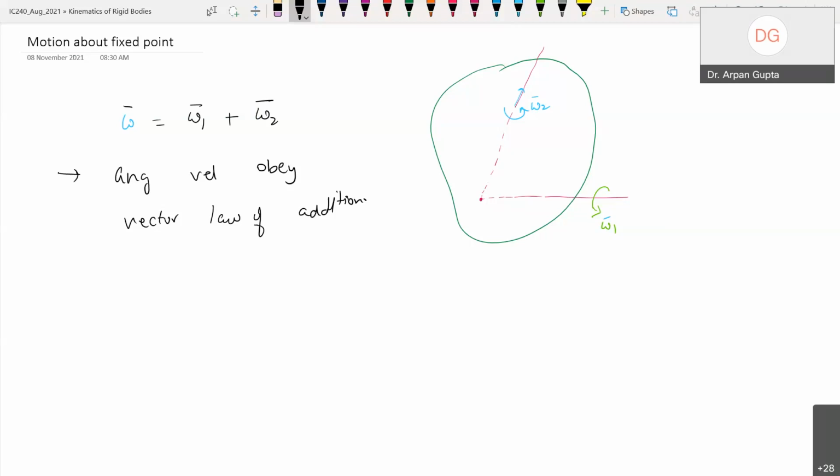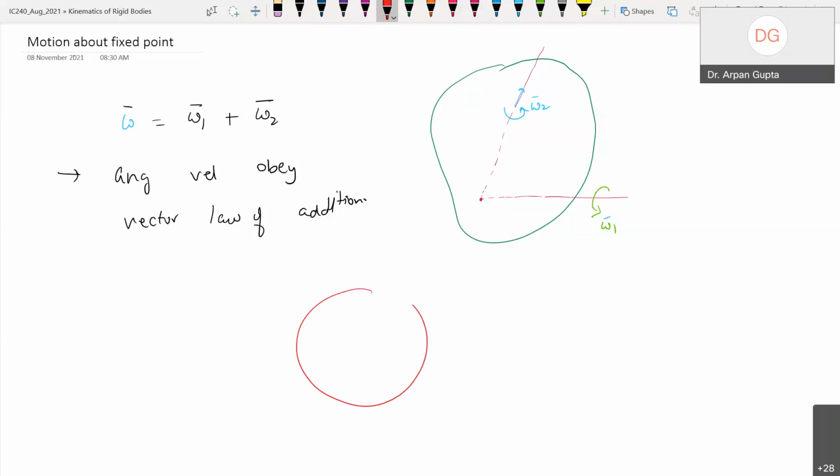The angular velocities follow the vector law of addition, just like normal velocity. So if I have an angular velocity in one direction and another angular velocity in another direction, then the net resultant angular velocity is going to be a vector summation of these. A very interesting thing to note is that finite rotations do not obey the vector law of addition.